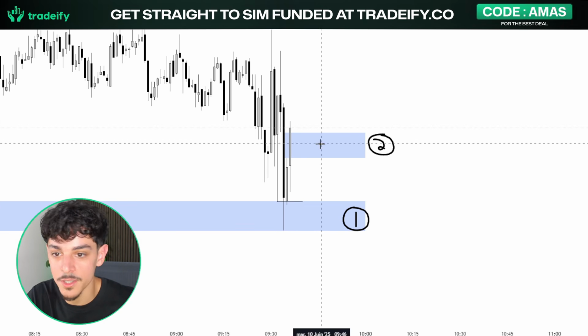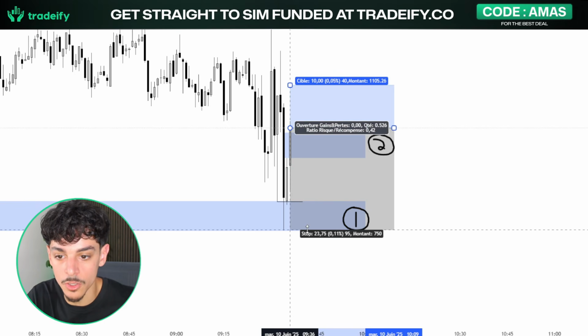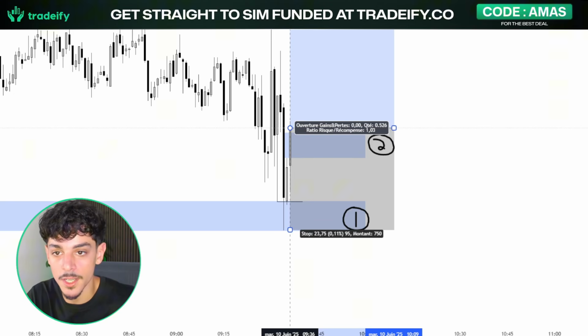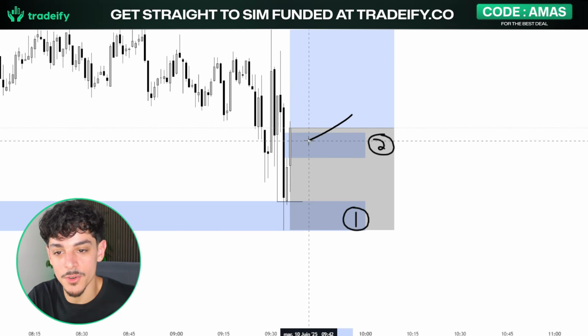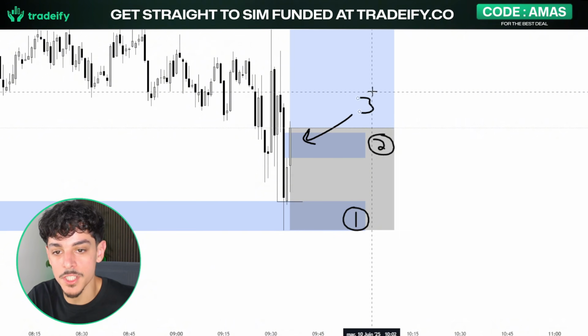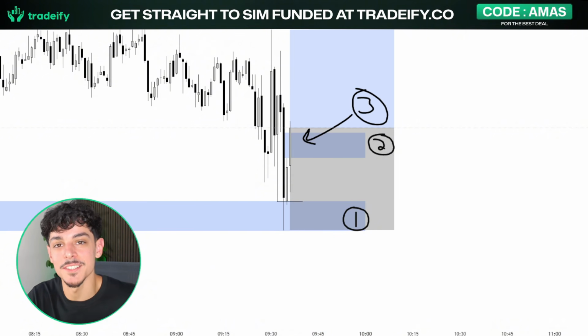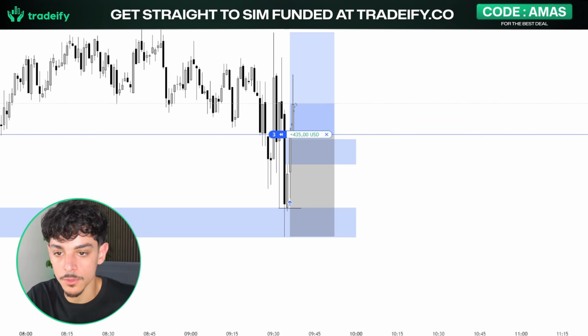And right here, this is my step 3. So I want to get long, stop loss right below this low, and I want to aim for a 1-to-1 risk to reward ratio. So right here on this candle, this is my step 3 checked. Now let's see what it does. So this is where you would go long.